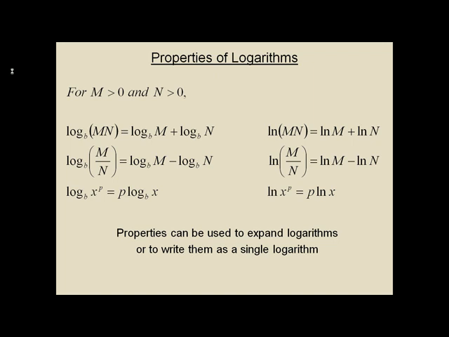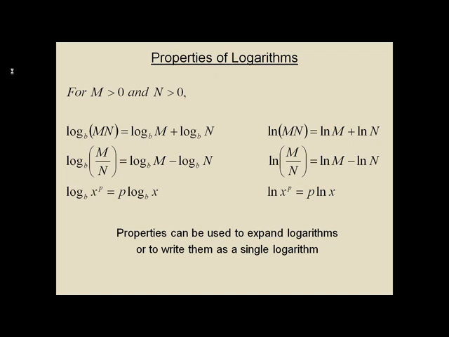Just below that, the second property, we have log base b of m divided by n. This equals log base b of m minus log base b of n. So if we have the log of division of two terms, m and n, we can break it apart into two separate logs using subtraction in between the two. So log base b of m divided by n is equal to log base b of m minus log base b of n.